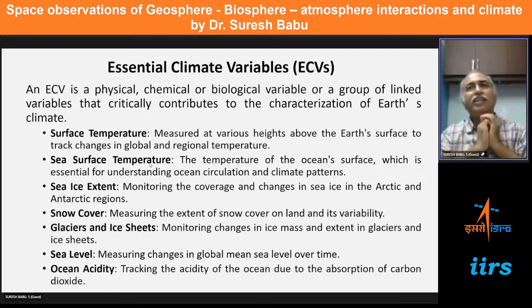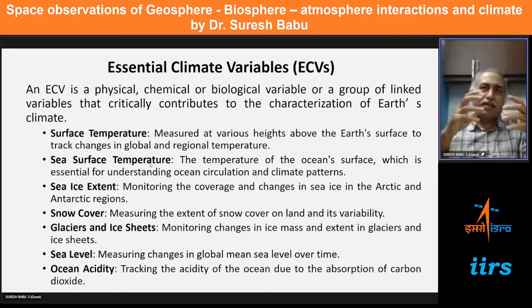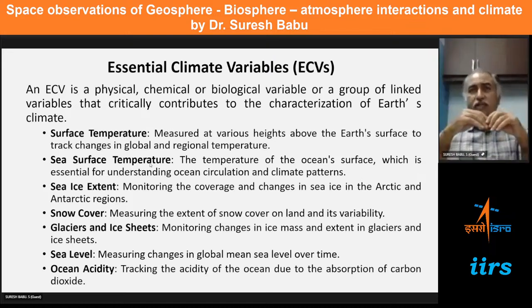So when we talk about climate, which is due to the disturbance in the radiation balance, we need to look at certain variables. These are called essential climate variables. The essential climate variables are basically the physical, chemical, or biological variable, or a group of linked variables, that critically contributes to the characterization of the Earth's climate. The importance of this is that there are several climate variables which are required to understand the climate state as a whole, and to monitor and have mitigation strategies.